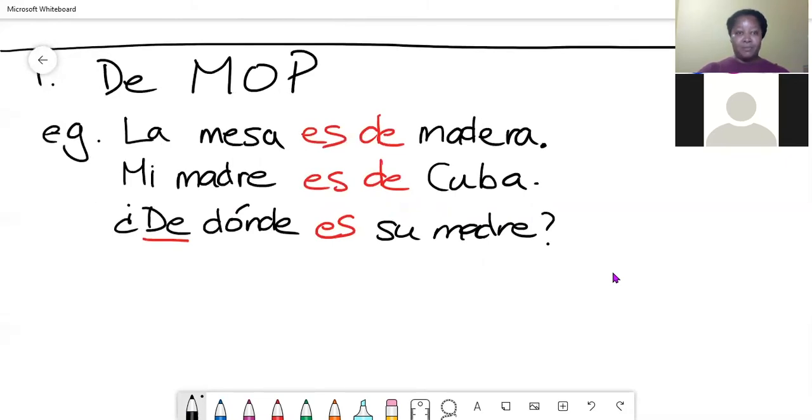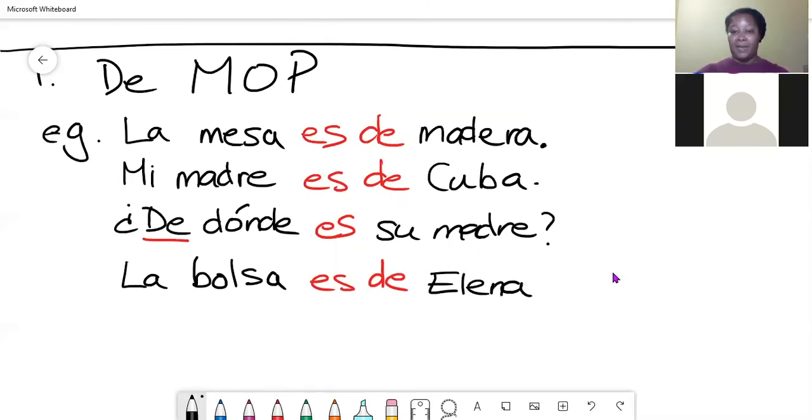When we now talk about possession, we're going to say la bolsa es de Elena. So the bag belongs to Elena, or the bag is of Elena. It belongs to Elena. And then we have the mop in action. What comes next? The mop, Sid.